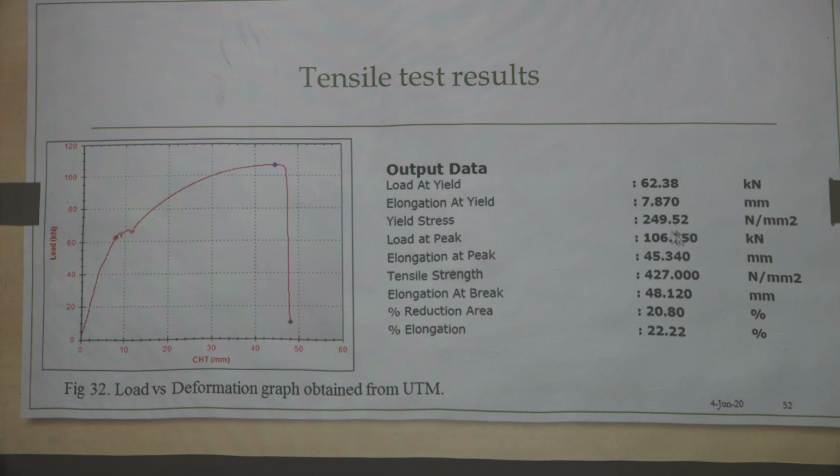The yield stress is 250 megapascal. The tensile strength is 427. The elongation at the break is 48. The reduction is 20.80%. You can understand. Okay, and the elongation is 22%. So, this is the load versus deformation curve. In simulation also we can give the input as the modulus of elasticity, which is the slope of this graph, as well as the yield stress of the material.